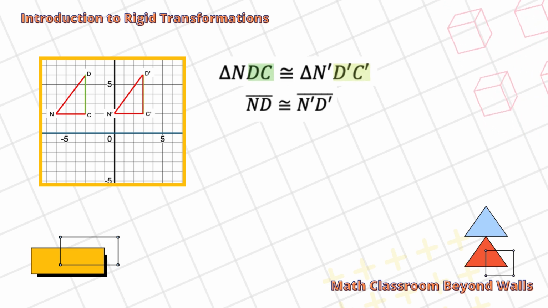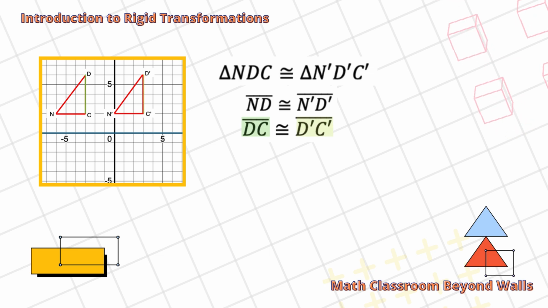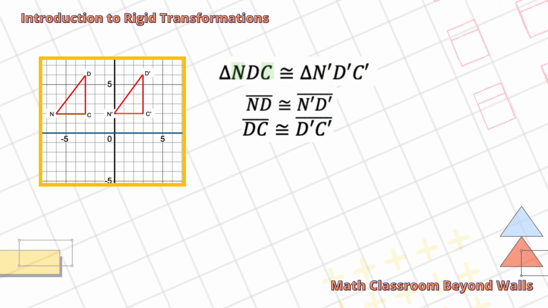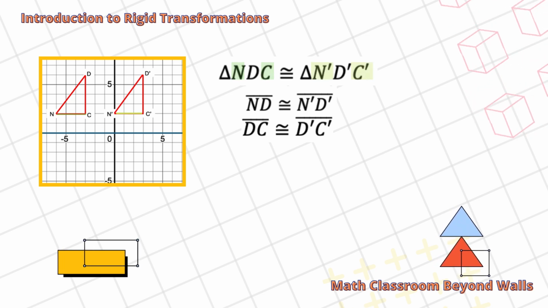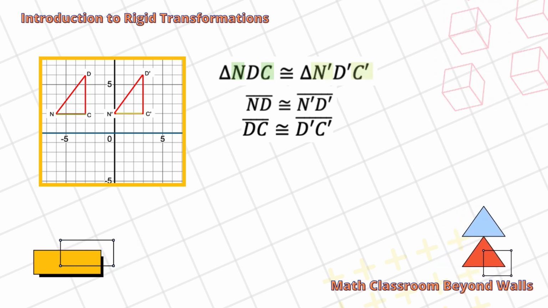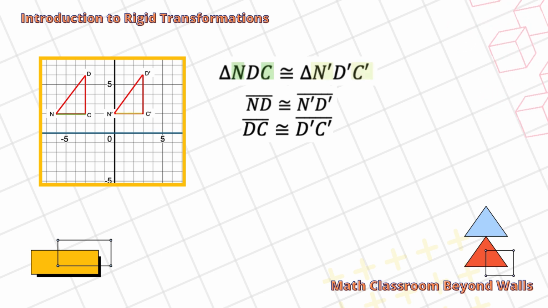So we can write, in like manner, side NC and side N prime C prime are corresponding sides and are therefore congruent. N being the first and C the last letter of the pre-image, and N prime being the first and C prime the last letter of the image. So we can also write this.